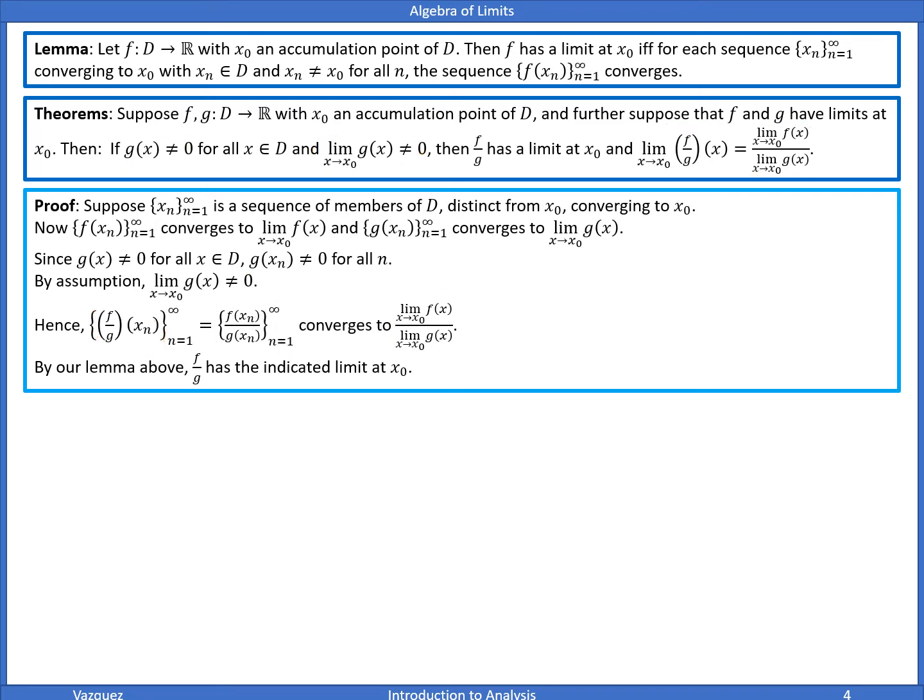So this one really is, I remember when I first read it, I was like, wait, that's it? It's that simple? And really there isn't much to it. Using the sequences and this lemma up here makes our life really easy.